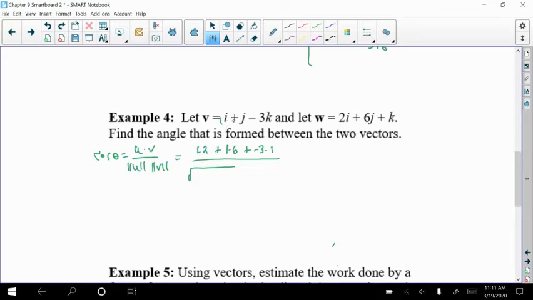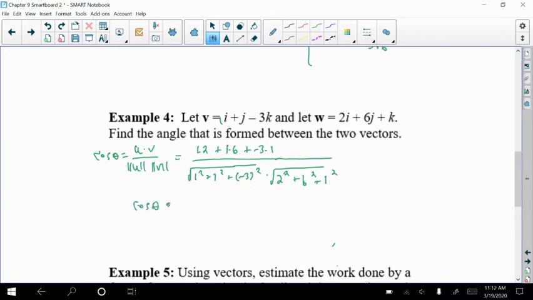So the square root of 1 squared plus 1 squared plus negative 3 squared. I feel like I'm extra messy today in my handwriting, I apologize. Divided by the square root of 2 squared plus 6 squared plus 1 squared. Okay, so remember, that's what cosine of theta is.